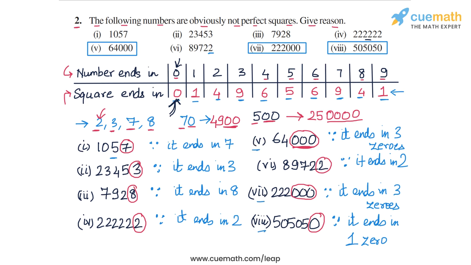Now in the NCERT textbook, the answers for these three parts are specified incompletely, I think. The answers are written as these numbers end with 0. But the correct answer is that these numbers end with an odd number of zeros, and that is why they cannot be perfect squares. Alright, so this completes our discussion of question number 2.